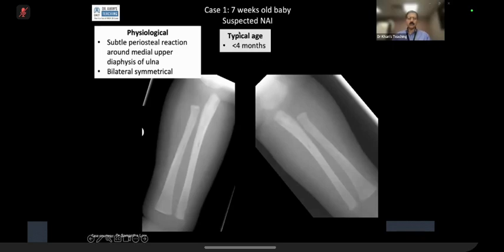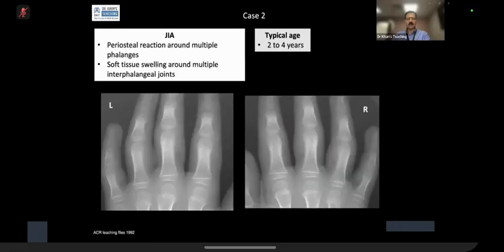Now, this is a 7-week-old baby, and typically these are less than 4 months. There is subtle periosteal reaction, usually of the upper diaphyses of the ulna, bilateral symmetrical, you see here and here. So these are physiological, and our case was not at all like this. Now, look at this one, JIA. It should not even be considered in the differential diagnosis.